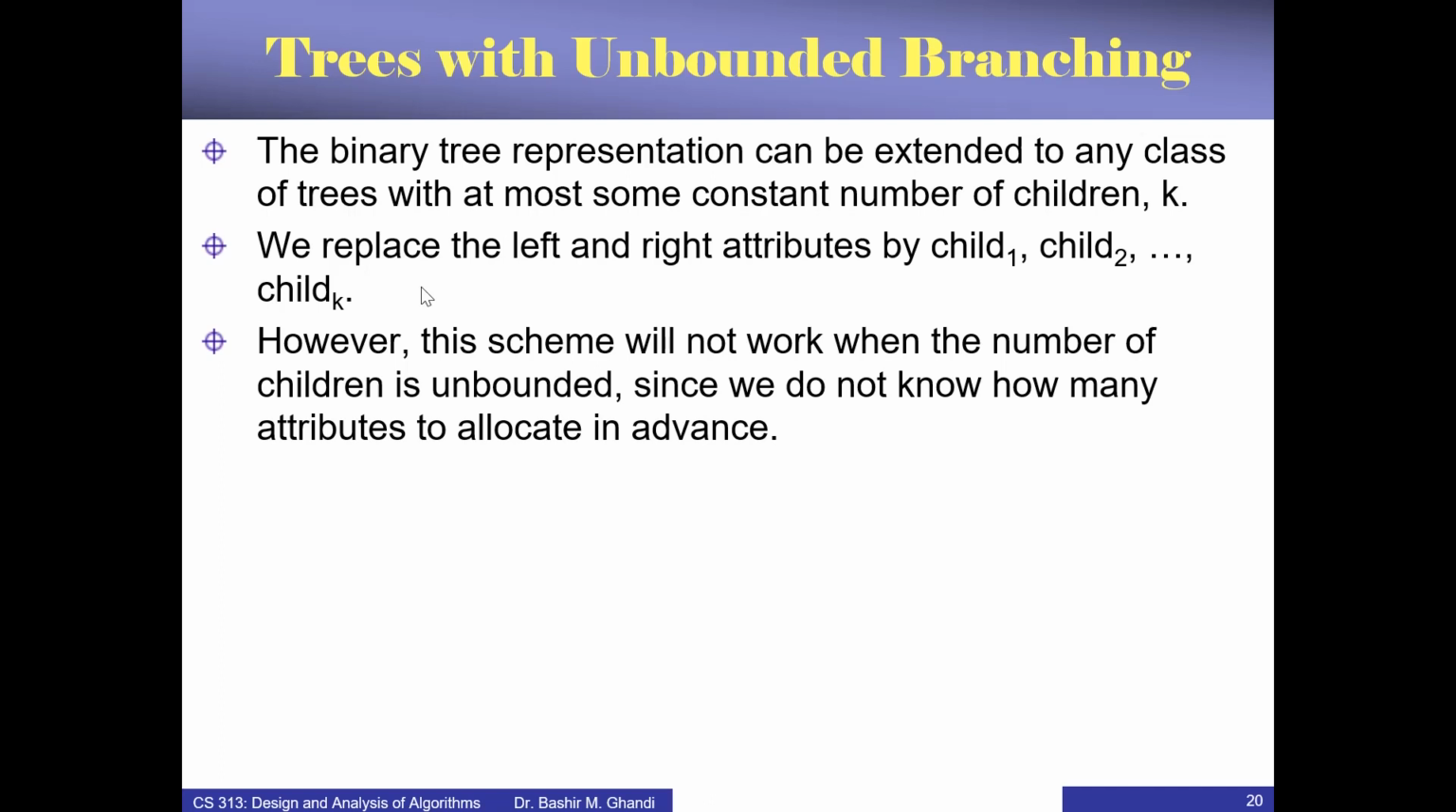However, this scheme will not work when the number of children is unbounded. We have to know the value of k, since we do not know how many attributes to allocate in advance. Okay, you have to know that the maximum is 10, so that you allocate to each node 10 variables to refer to possible children. Of course, many of them may be null.